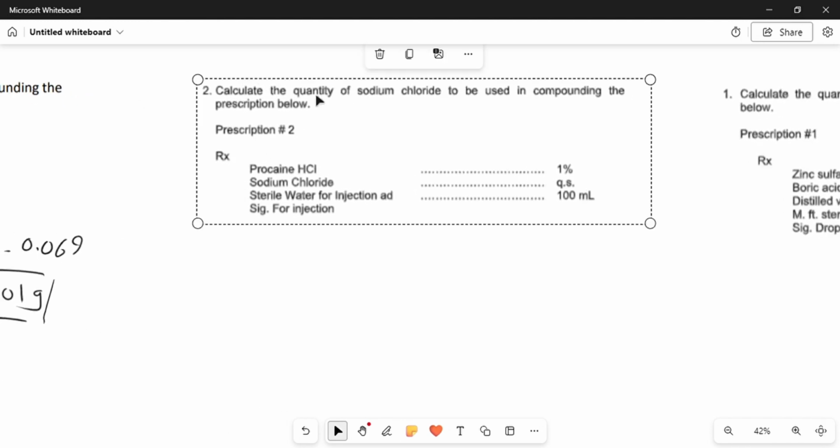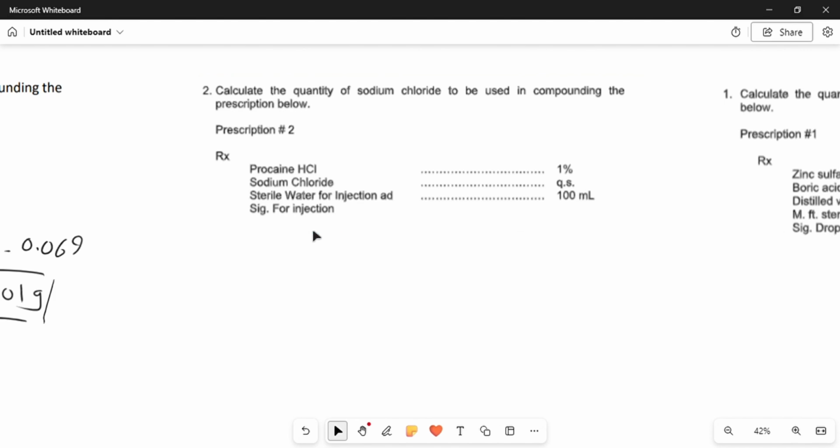The next problem: calculate the quantity of sodium chloride to be used in compounding the prescription below. So we have procaine hydrochloride, 1%, sodium chloride, a sufficient quantity, sterile water, the volume is 100 ml. Sig: for injection. As we did earlier, we should use step 1, step 2, step 3, step 4, but as we see here we have the percentage. So how should we convert it into grams? As we all know, 1% of a substance is 1 gram in 100 ml. So we will use ratio and proportion.